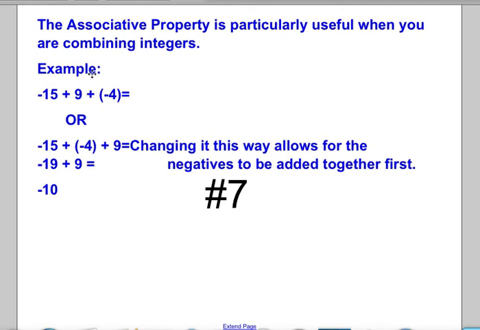So here this shows that the associative property, I can start with 15 plus 9 plus negative 4, or I can group together 15 plus negative 4 and get negative 19 and then add on the 9. So changing the way that you group together your integers or your negative numbers allows you to first add rather than subtracting if I were to do negative 15 plus 9.